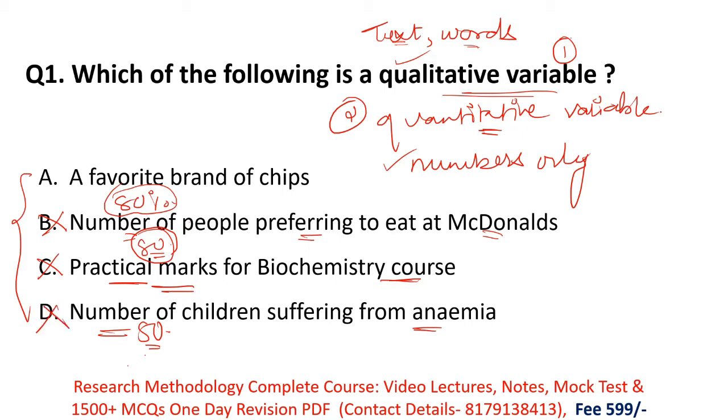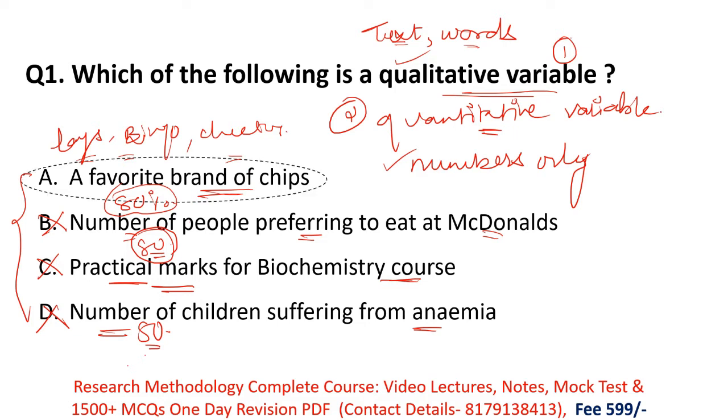So here, the first option, a favorite brand of chips. You know the several brand names of chips, like Lay's, Bingo, or you can say Cheetos. Whatever data or result you are getting, the results are in the form of words. That's why the favorite brand of chips is indicating a qualitative variable, or you can say it is an example of a qualitative variable. That's why here the correct option is option A.